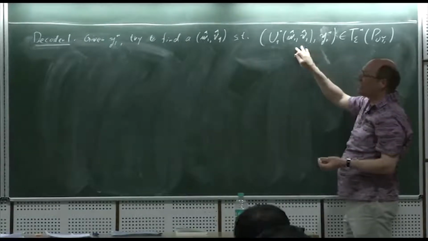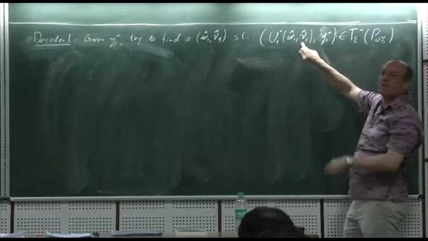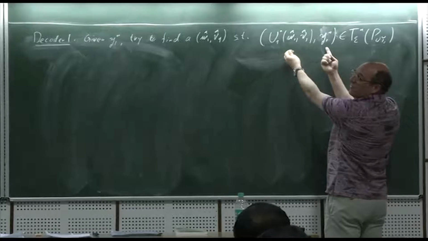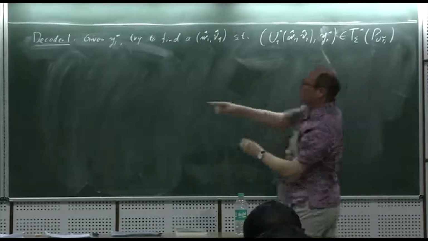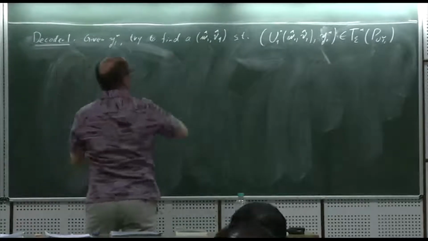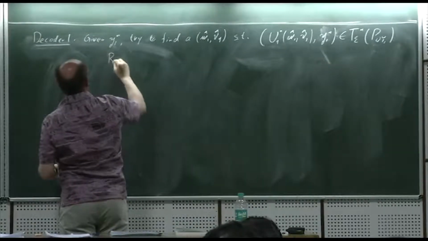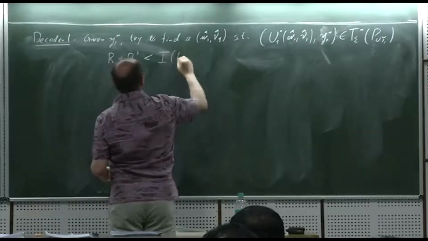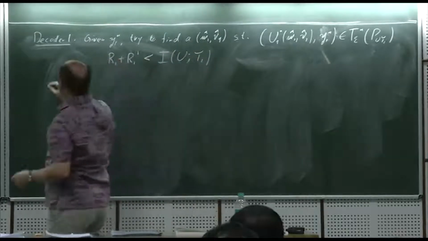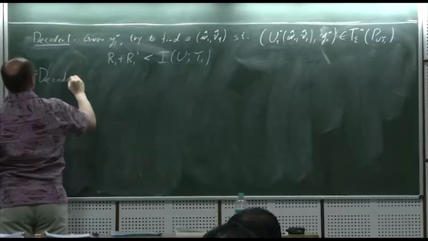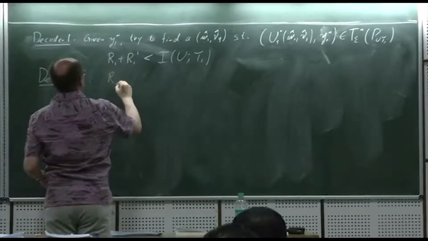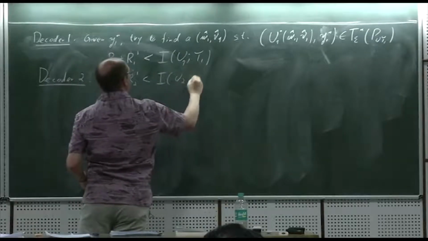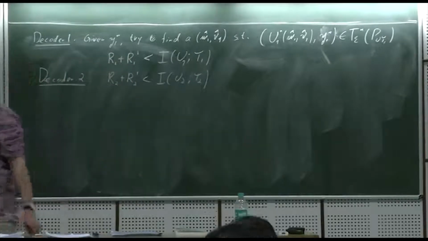So how many of these do we have? 2 to the power of nR1 times 2 to the power of nR1 prime. And the probability that 2 independent values happen to be jointly typical is 2 to the minus n times the mutual information between U and Y1. So the rate constraint becomes R1 plus R1 prime less than I(U;Y1). So it's kind of the straightforward one, and same at decoder 2. We get the constraint R2 plus R2 prime less than I(U2;Y2). Okay, and so those are our 3 bounds we get.